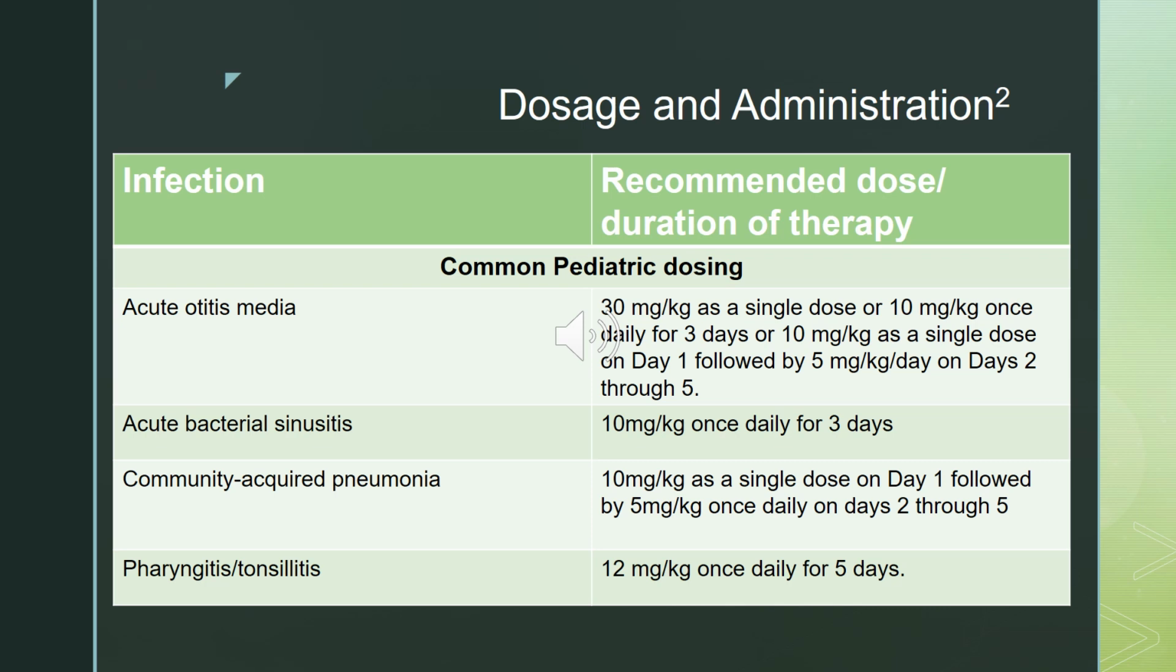And for community-acquired pneumonia, we do 10 milligrams per kilogram as a single dose on day 1, followed by 5 milligrams per kilogram once daily for days 2 through 5. For pharyngitis and tonsillitis, we give 12 milligrams per kilogram once daily for 5 days.